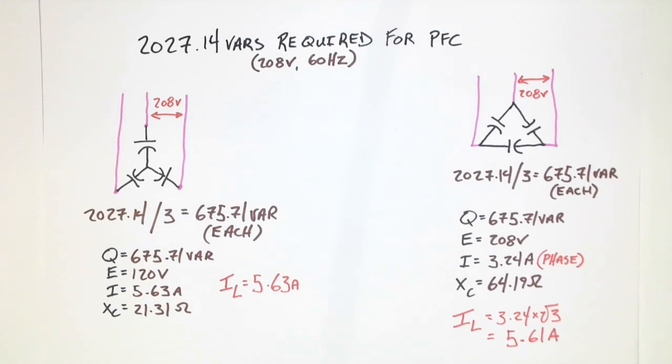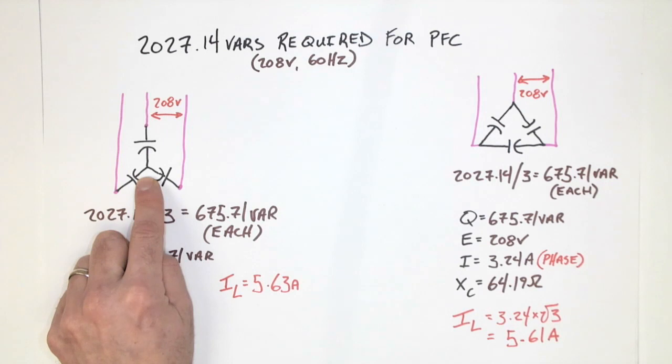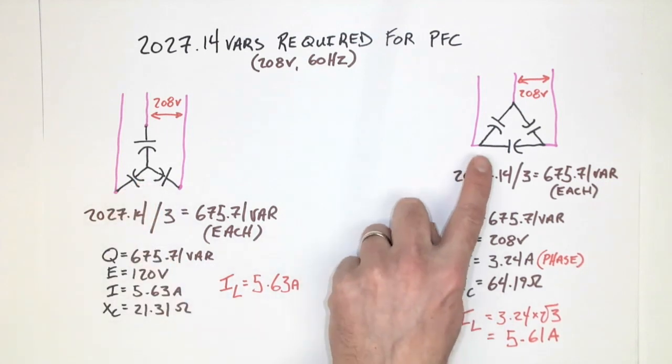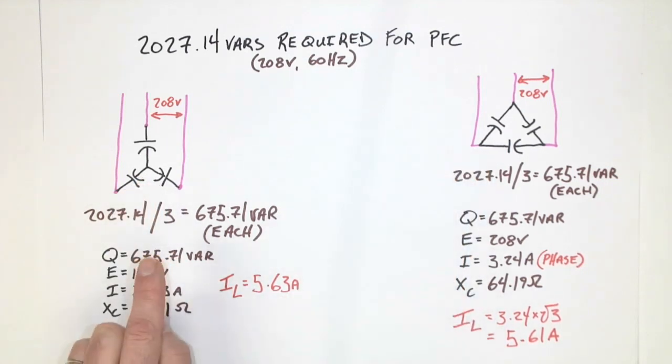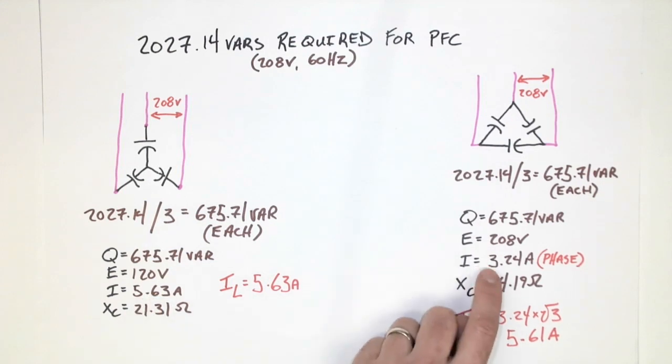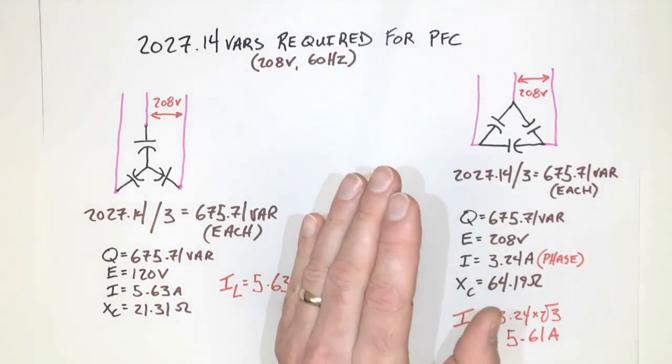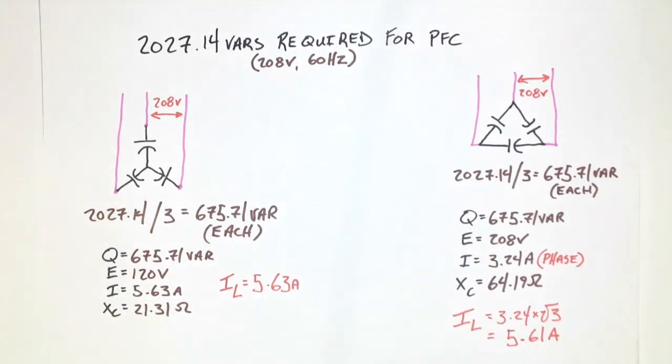So other than the voltage rating, is there really any difference? Well, in fact, yes, there is quite a difference between these two installations. These are 120 volt rated capacitors. These are 208 volt rated capacitors. These capacitors need to be able to handle 5.63 amps, which is quite a lot of current when we compare it to these ones, 3.24 amps. The golden rule in electrical is that the cheaper alternative will likely be chosen.